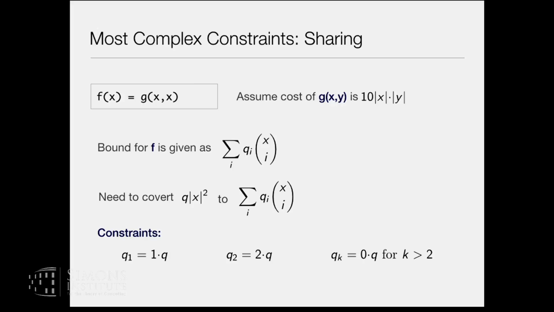And so what you get here is, for instance, q1 is 1 times q and q2 is 2 times q, and the other qks, the coefficients are zero. And these you can compute ahead of time and just hardwire in your system. And that's actually an interesting problem, to compute them.